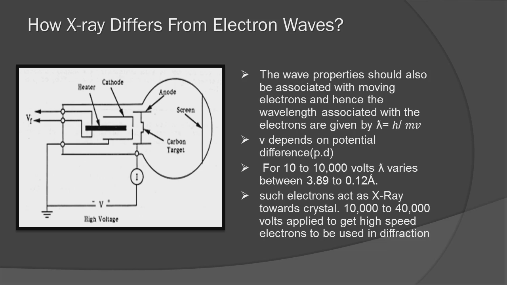m is the mass of the electron, that is 9.11 times 10 to the power of minus 31 kilogram, and v is the velocity, which depends upon the accelerating potential given between the cathode and anode. Usually lambda varies between 3.89 and 0.12 angstrom units, and the voltage is highly accelerated, from 10 to 10,000 volts.